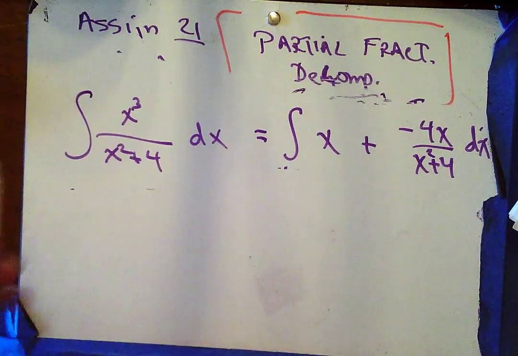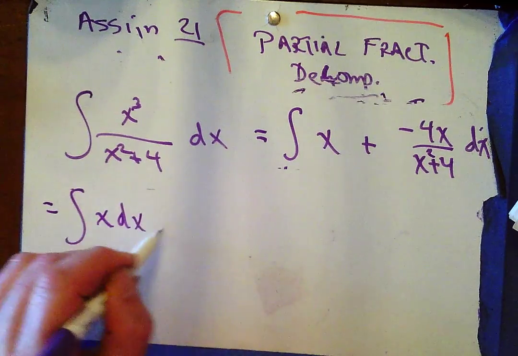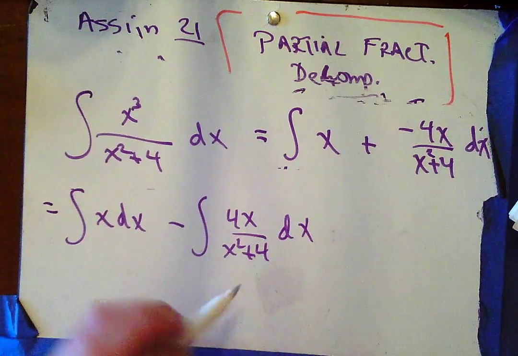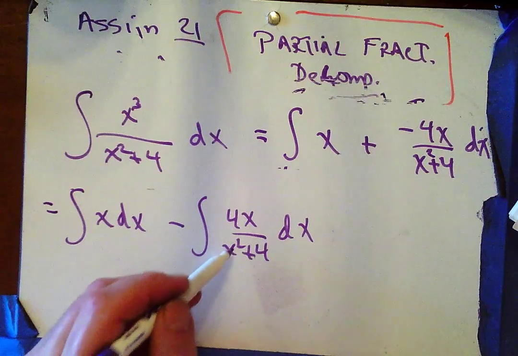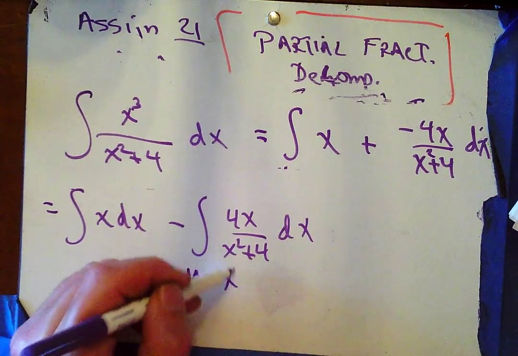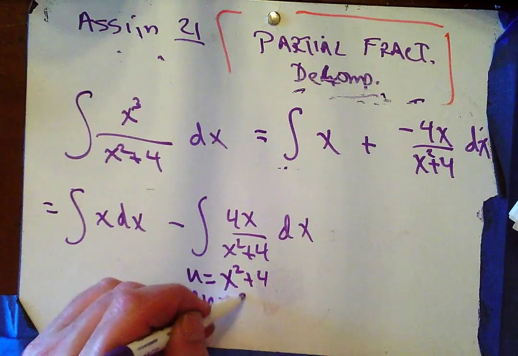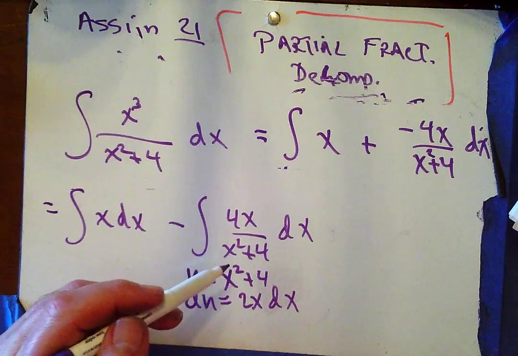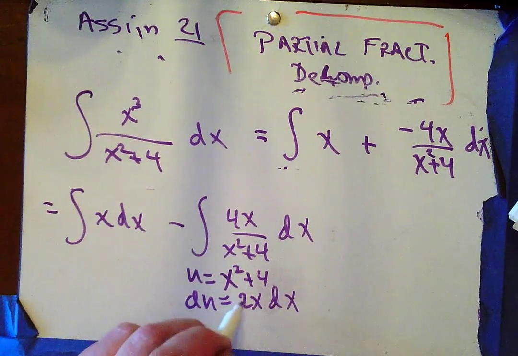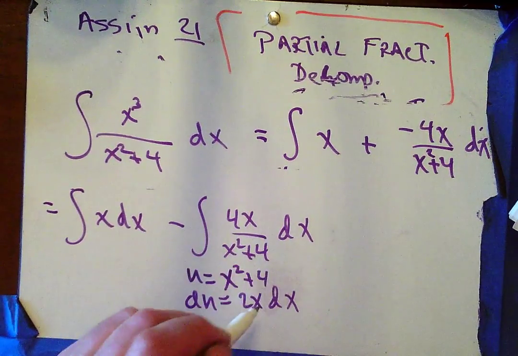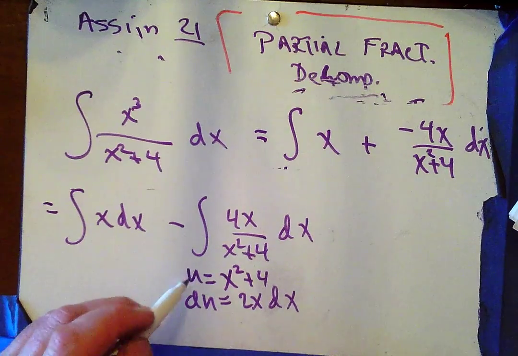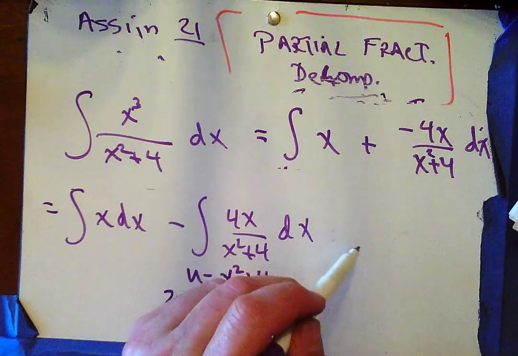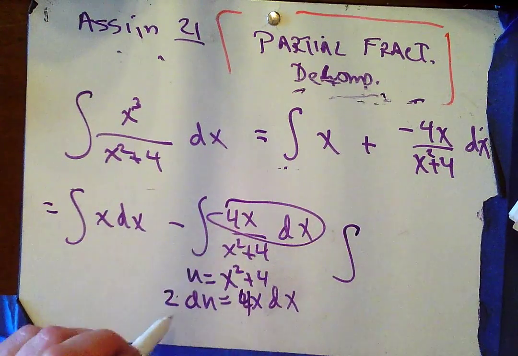Let's split this up into two integrals. We're going to have the integral of x minus the integral of 4x over x squared plus 4 dx. I see part of the derivative of the denominator here, so I'm going to make u x squared plus 4. du will be 2x dx. There's a 4x. So, if I multiply this by 2, I can have 4x dx, so I'd better multiply this side by 2 as well.